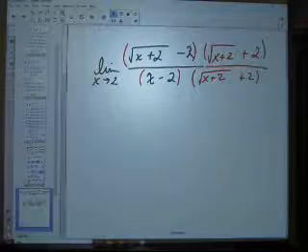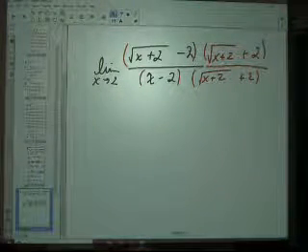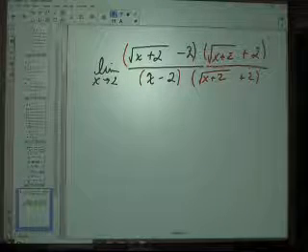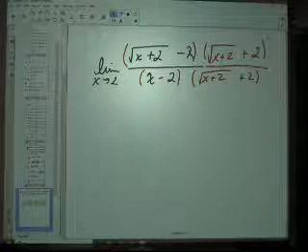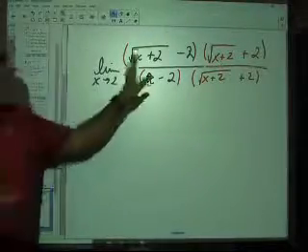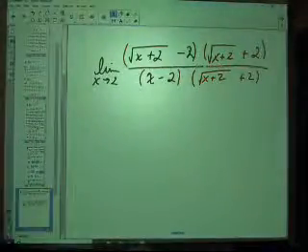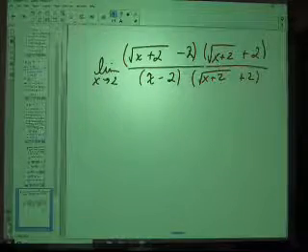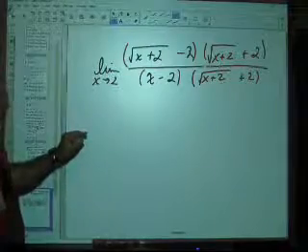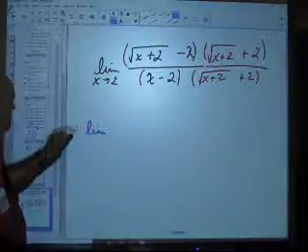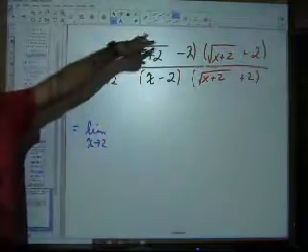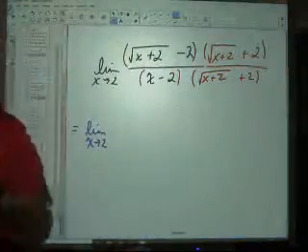Now, some pieces of information to try to help us out. This is coming from my experience of doing this for a long time. I will multiply out the numerator. I will not multiply out the denominator. I will leave this alone. Just leave it as the product of two factors down there. But I will be multiplying out the numerator. So if I multiply out the numerator, then I end up with the limit as x approaches 2. And so if I take the square root of x plus 2 times the square root of x plus 2, what do I get?